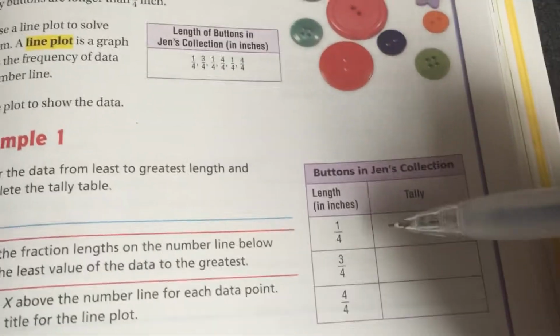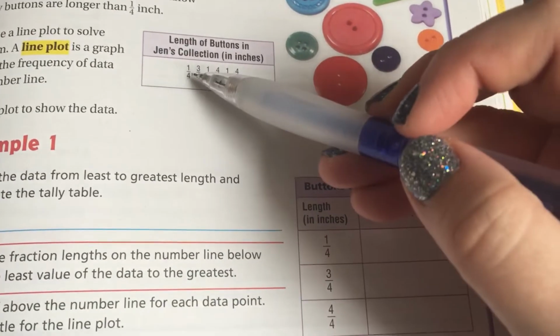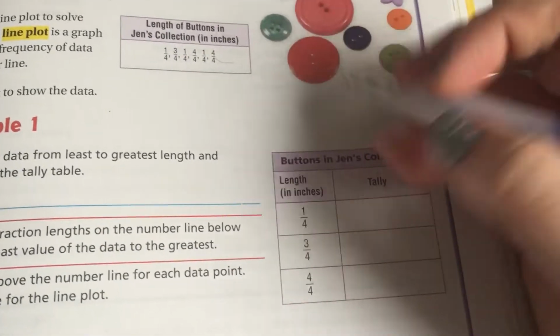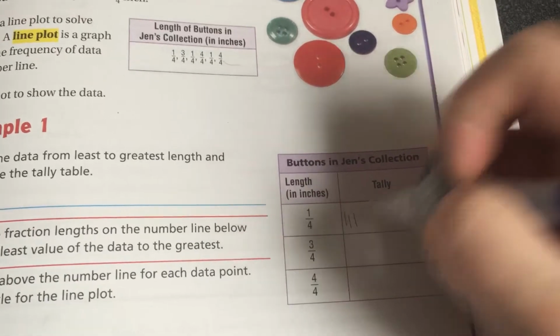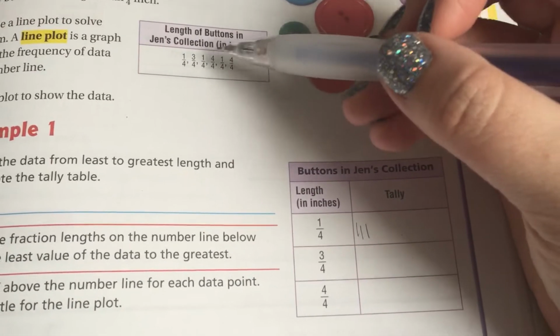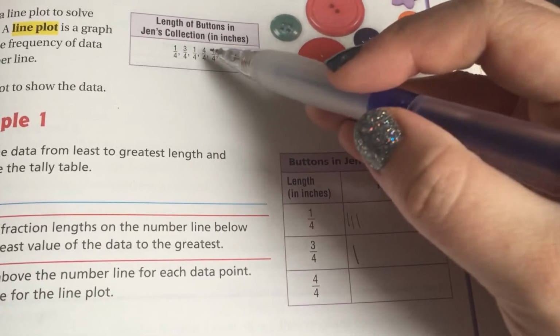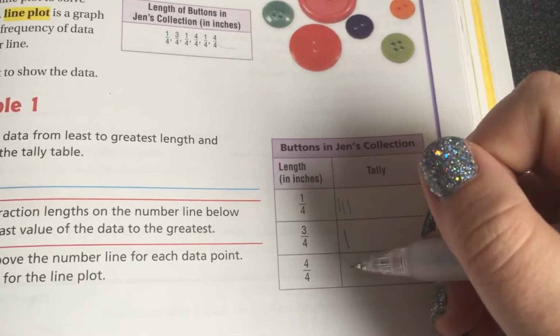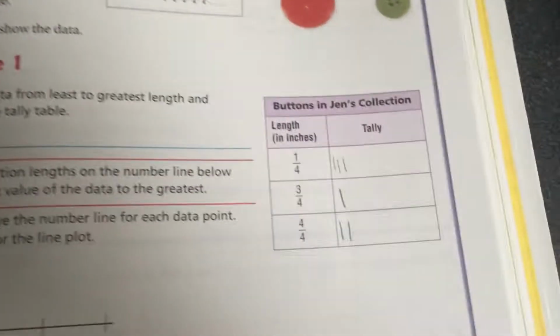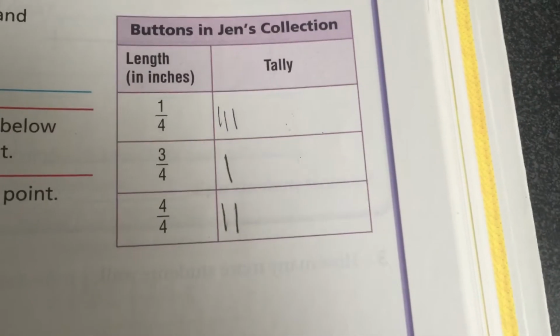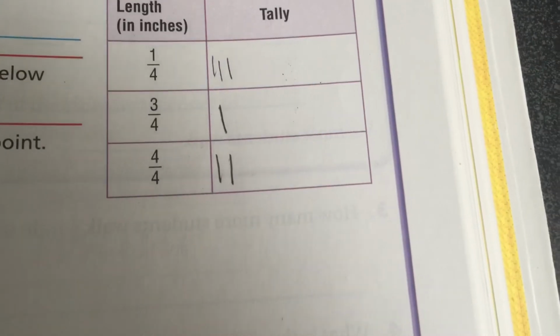So I've got, for 1/4, I've got 1, 2, 3. 3/4, I've got 1. And 4/4, I've got 2. So according to this chart, she's got 3 buttons that are 1/4 inch long, 1 button that's 3/4 of an inch long, and 2 buttons that are a full inch.